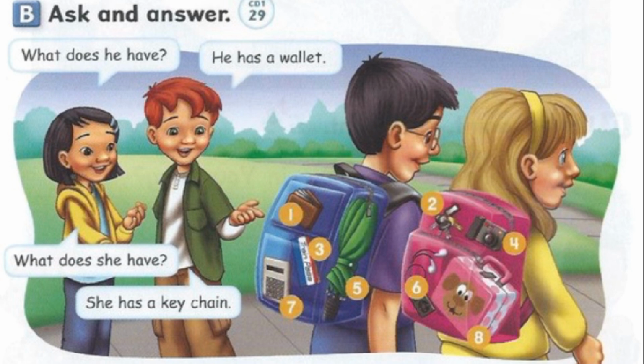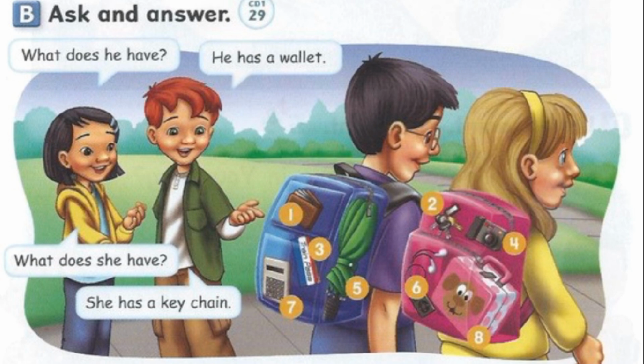Ask and answer. Number 1, what does he have? He has a wallet. Number 2, what does she have? She has a keychain. Number 3, what does he have? He has a train pass.